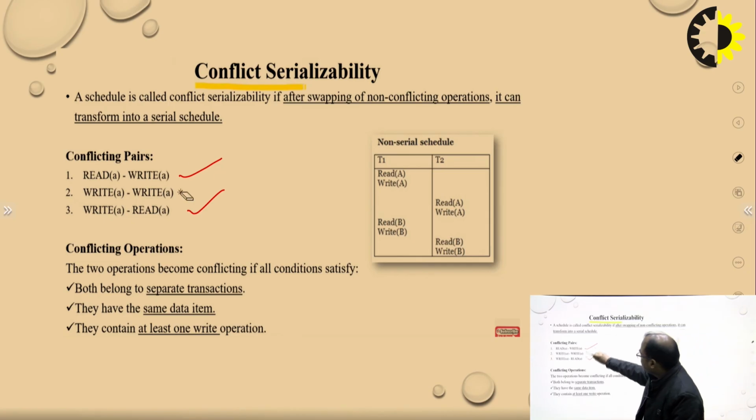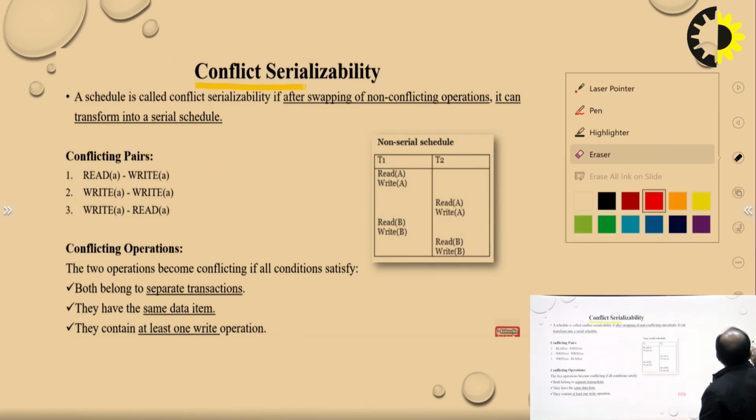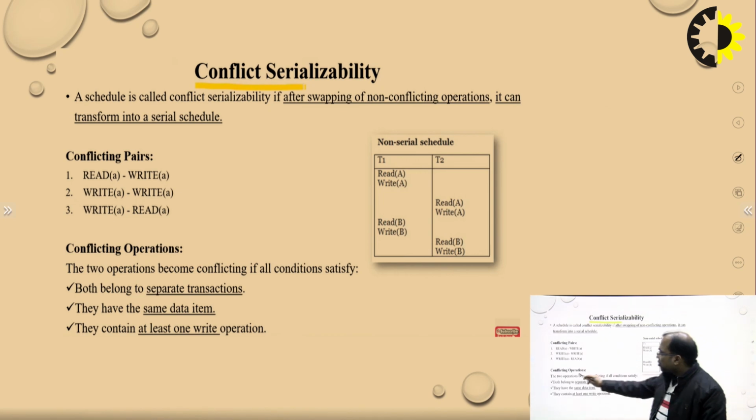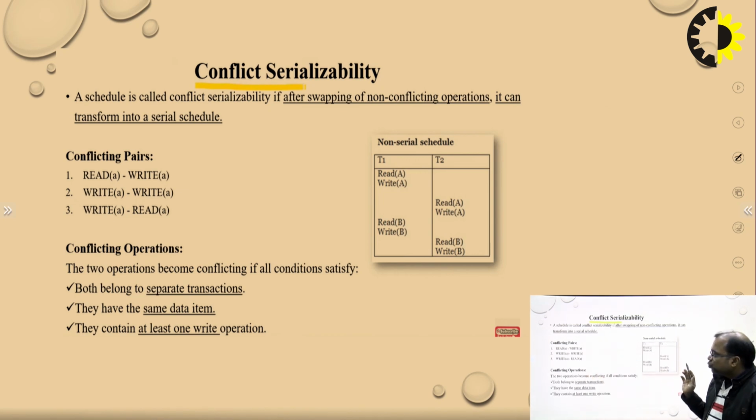So next, conflicting operations. Two operations become conflicting only if all conditions are satisfied. How can we say that the operations become conflicting? Only when these conditions are satisfied. The first condition is that both belong to separate transactions. Both the read and the write belong to separate transactions. Next, they have the same data item.